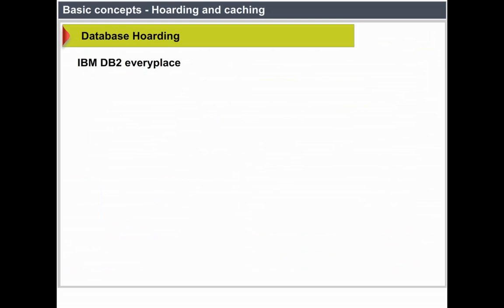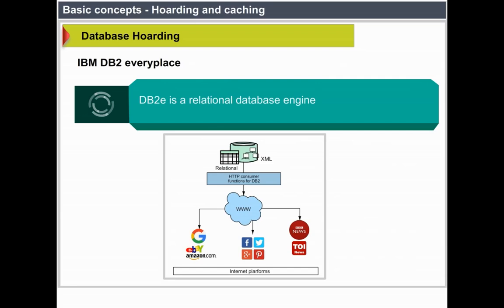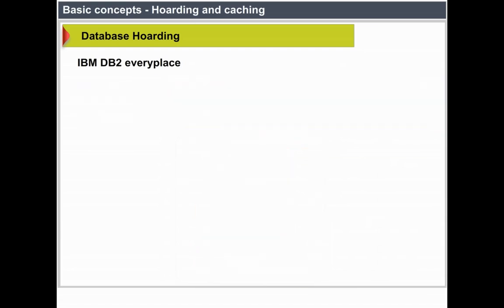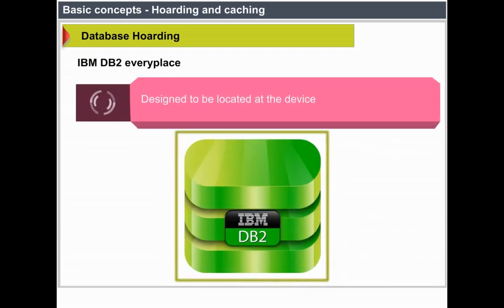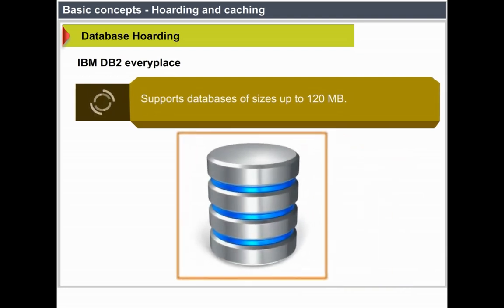IBM DB2 Everyplace. DB2E is a relational database engine. Needs memory of about 100 KB. Designed to reside at the device. Supports databases of sizes up to 120 MB.